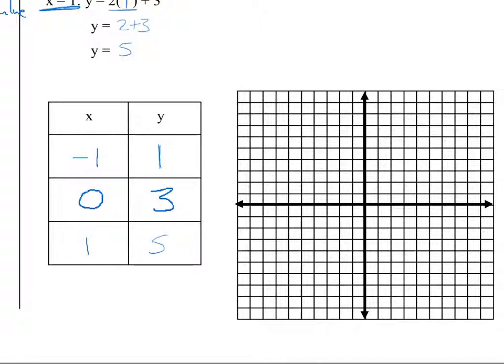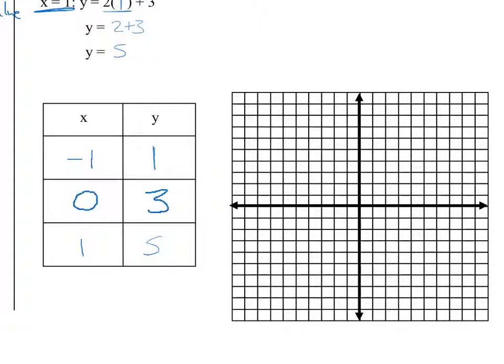So I've got -1, 1. That's my first coordinate pair. That tells me to go over -1, so that's backwards 1 and up +1. Gets me my first point right here. Next point is 0, 3. That tells me to go left or right 0. Okay, that means I'm going to stay right there on the y-axis. Up 3. Last one is 1, 5. That's going to tell me to go over 1, forward 1, and up 5.